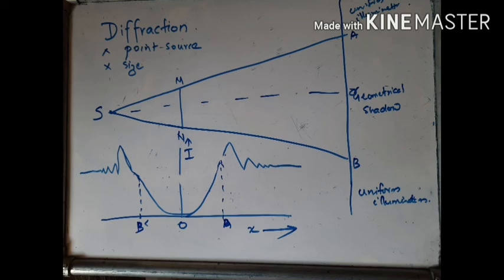on the screen. If it is so, we can expect a geometrical shadow region on the screen between A and B, and above A and below B we can expect a uniformly illuminated region. But we are observing a different thing as shown in the graph.